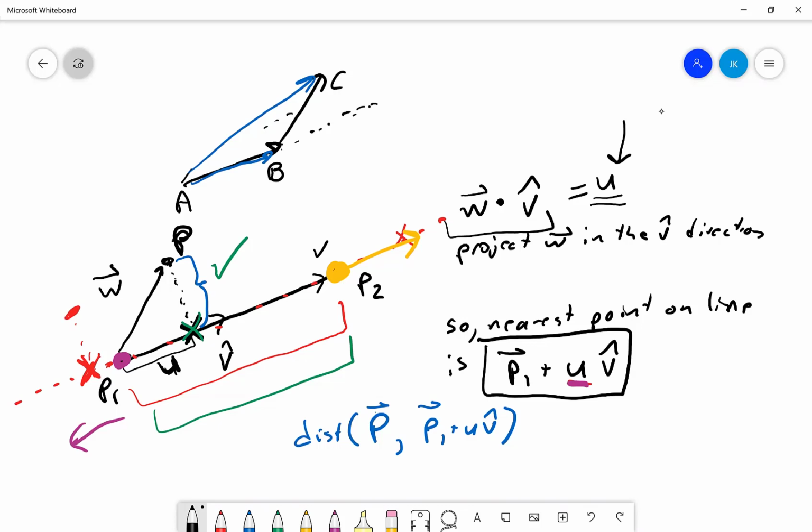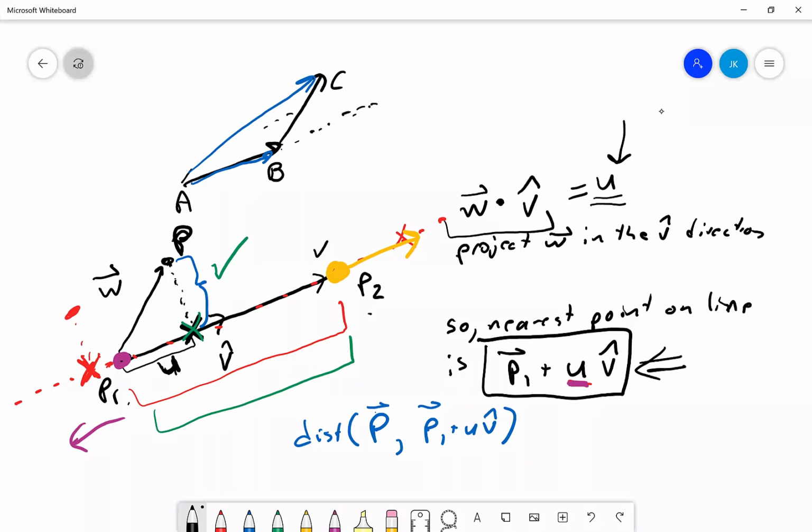And then we take the dot product of those two things, and that's going to give us U. And once we have U, we figure out, is it before P1? Is it after P2? Or is it somewhere in between? And then, depending on that, we are either going to calculate the distance to P1 if it came before, the distance to P2 if it came after P2, or the distance to that new point on the line if it fell in between. Okay, so that's how we calculate the distance from a point to a line.